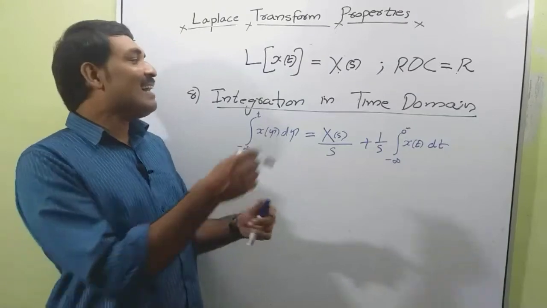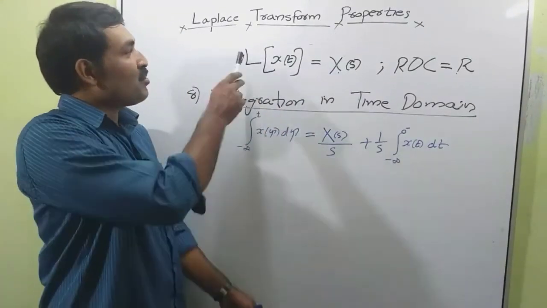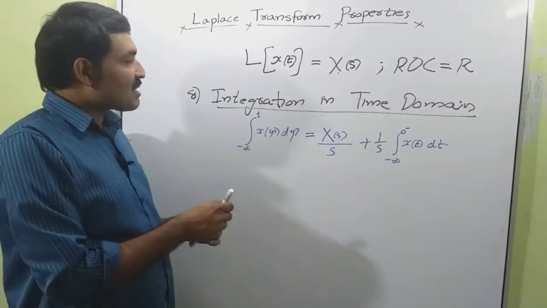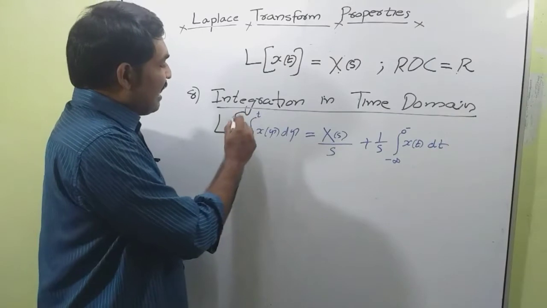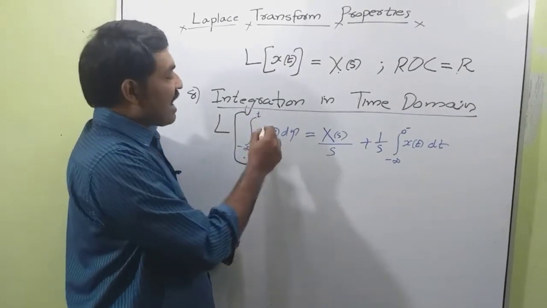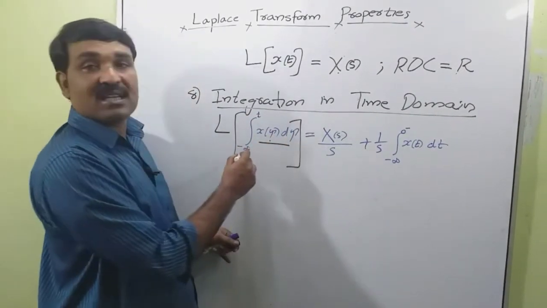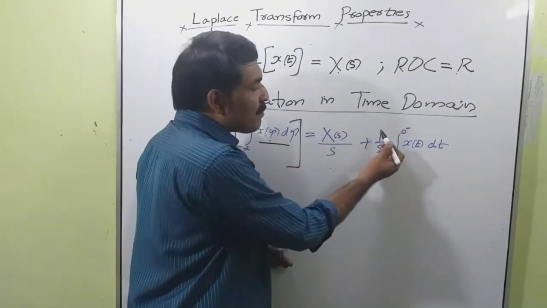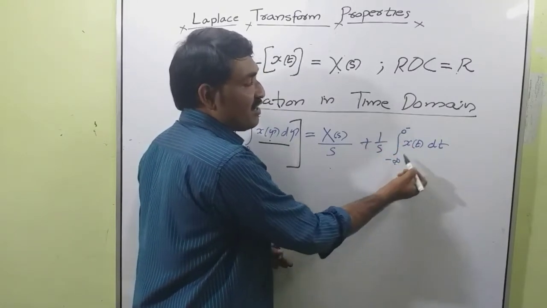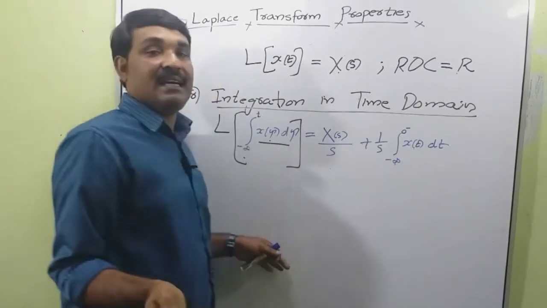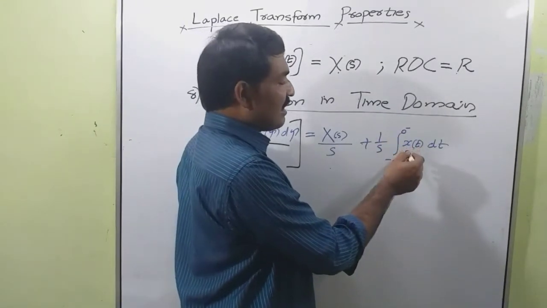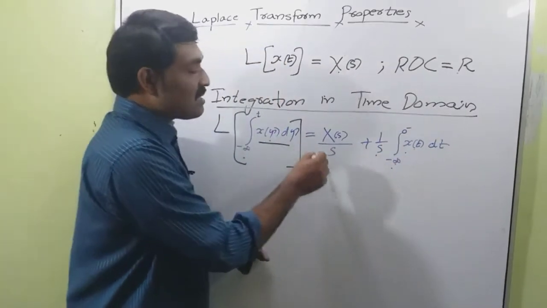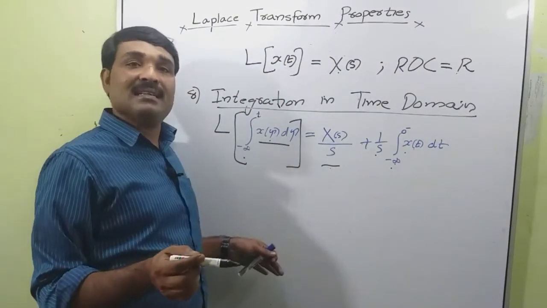The next property is integration in the time domain. Suppose the Laplace transform of x(t) is X(s). Then the Laplace transform of the integral from minus infinity to t of x(τ)dτ, this is the first integration, is equal to X(s)/s plus (1/s) times the integral from minus infinity to 0⁻ of x(t)dt. That is, the value of this integral from minus infinity to 0⁻ divided by s, plus this term, X(s)/s.